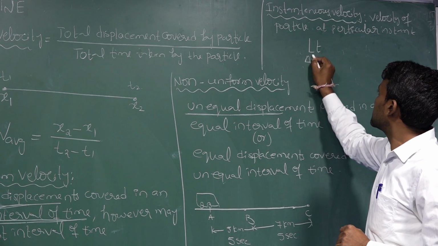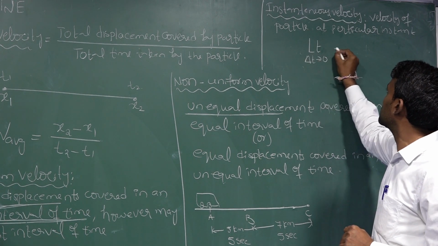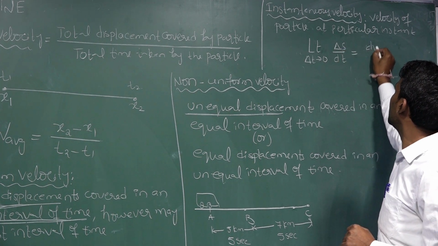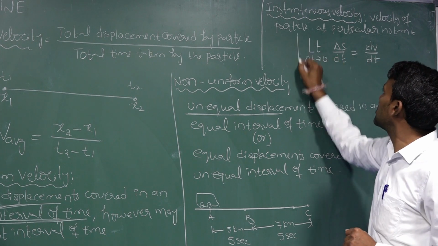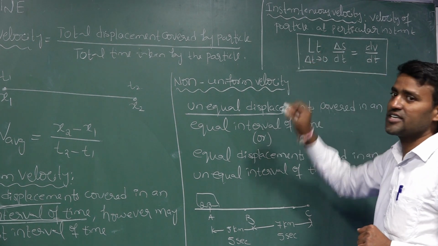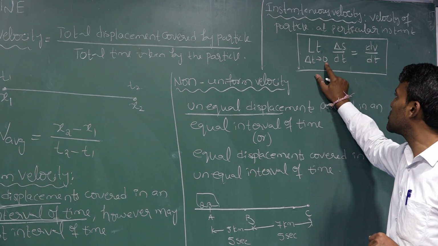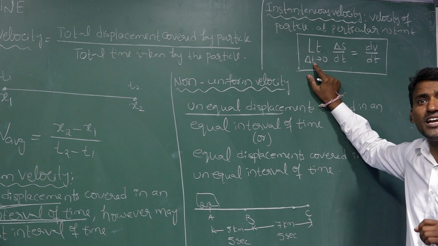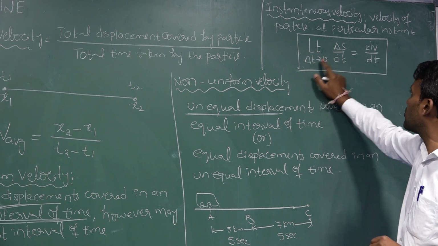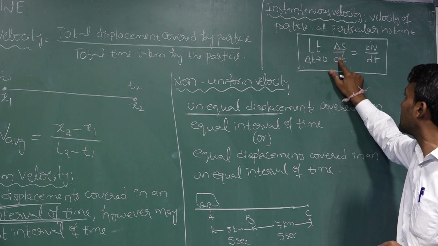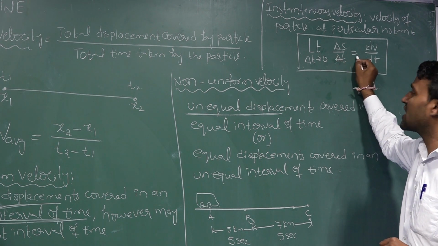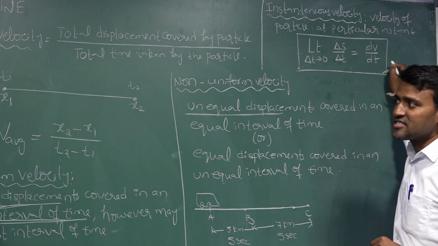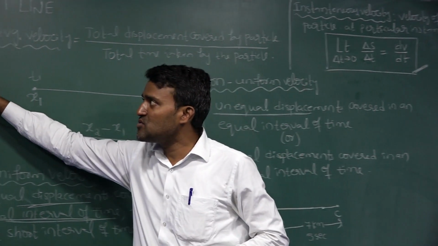So what is the formula here? Limit delta t tends to 0, delta s divided by delta t is equal to, we can write, dv by dt. Instantaneous velocity. Limit delta t tends to 0 means the time interval is nearly equal to 0. So at that moment delta s divided by delta t, we can write as dv by dt. This is instantaneous velocity.